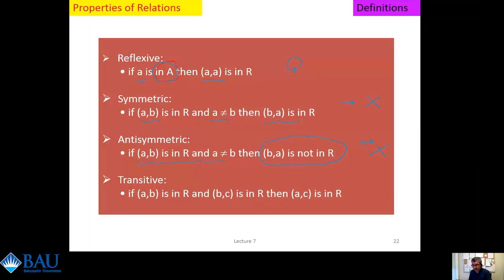And about the transitive, we'll talk about the transitive later. An example. Let me just write it here. A, B, C. Look at it. A goes to B, B goes to C, and A goes to C.